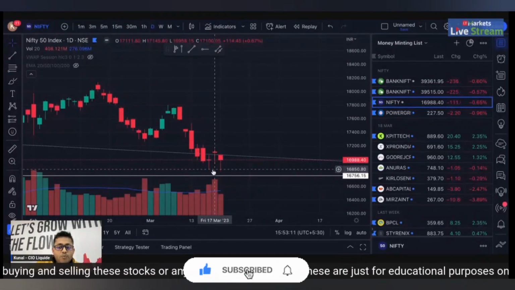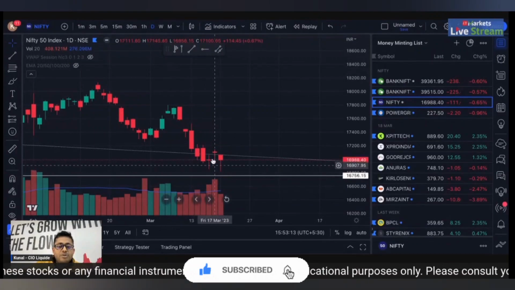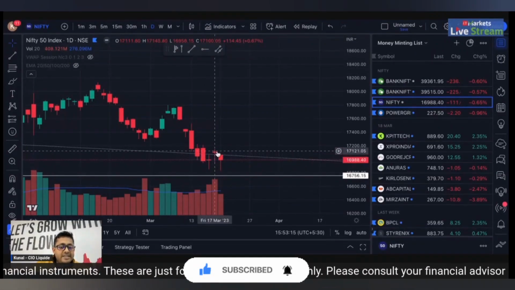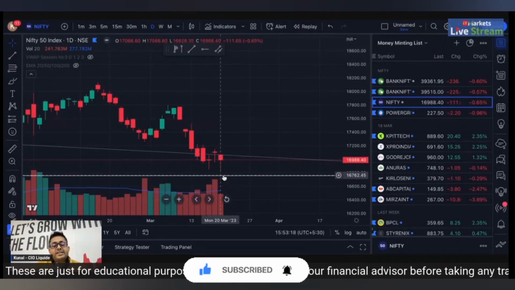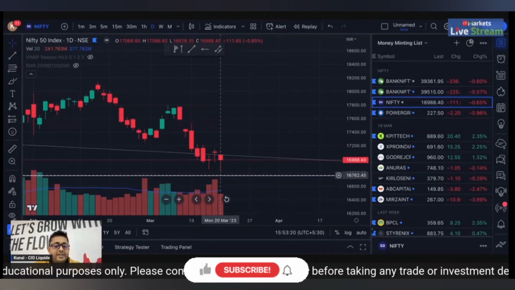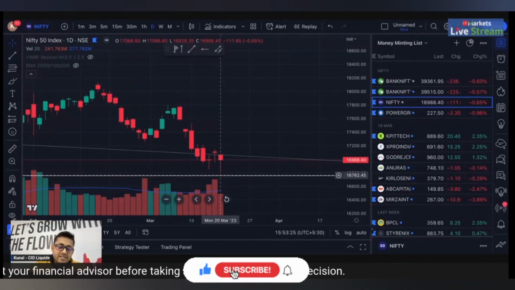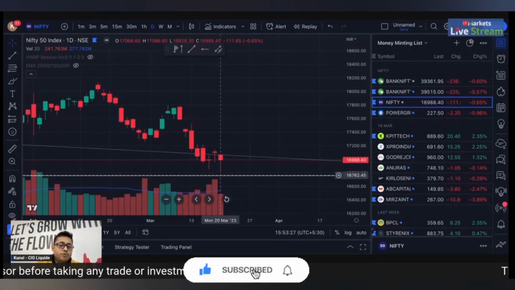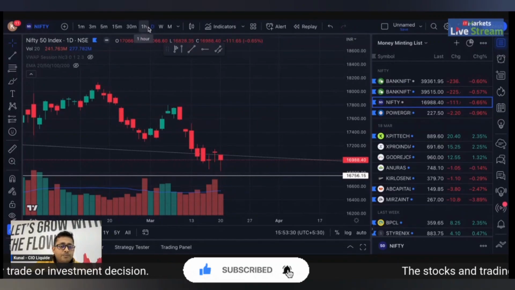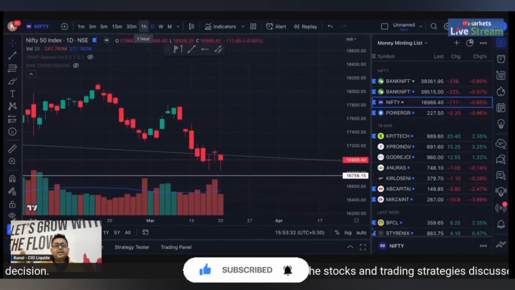16,985 to 850, so somewhere around a 100-120 point wick. Same thing happened here and same thing happened today. In the last 3 days, every day it is trying to defend the critical support level of 16,850, and it has been successful so far. Now we have seen the daily chart, whatever the daily sentiment is.